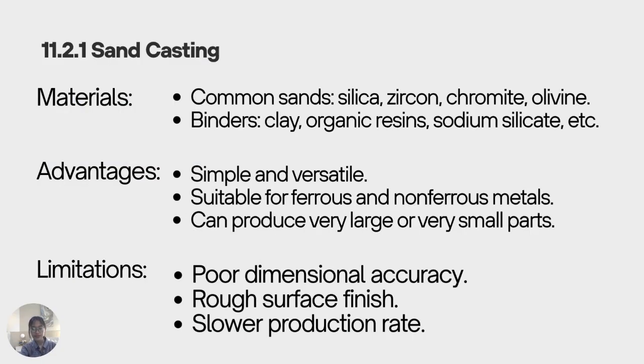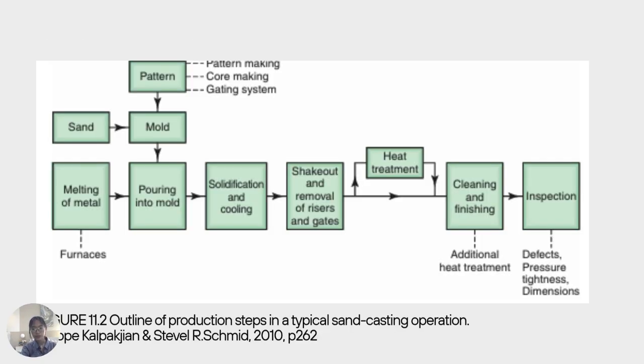Here in this slide, we discuss the materials for sand casting. Most commonly are silica, zircon, perlite, or olivine, and binders that are used such as clay, organic resins, sodium silicate, and so on. The advantages of sand casting is it's simple and versatile, it's suitable for ferrous or non-ferrous metals, and can produce very large or very small parts. Although it has limitations including poor dimensional accuracy, rough surface finish, and slower production rate. Below here is the outline of production steps in a typical sand casting operation.